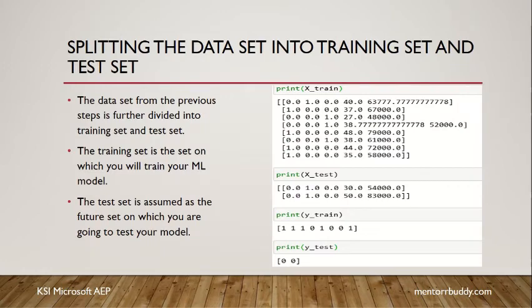Moving on, whenever we have a supervised learning algorithm, as I have told you, we have training data and test data. We need to break our original X and Y into training and test data, so that first we can train our model, and then using the test data we can test the model to see how much accuracy we are getting from it. The data set from the previous step is then further divided into training set and test set. This technique is specific only to supervised learning algorithms.